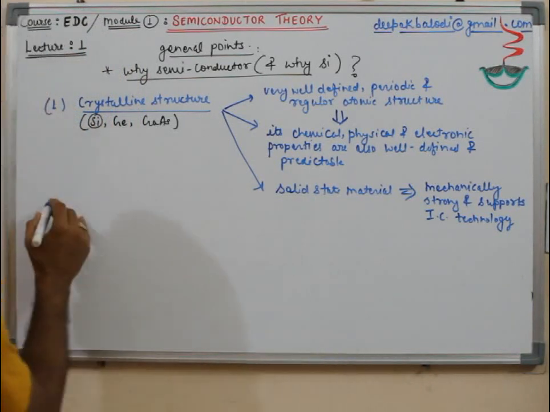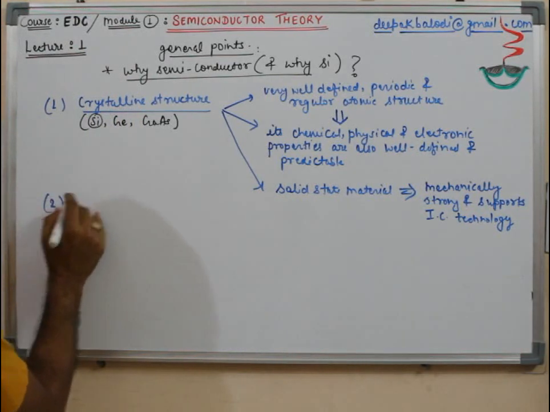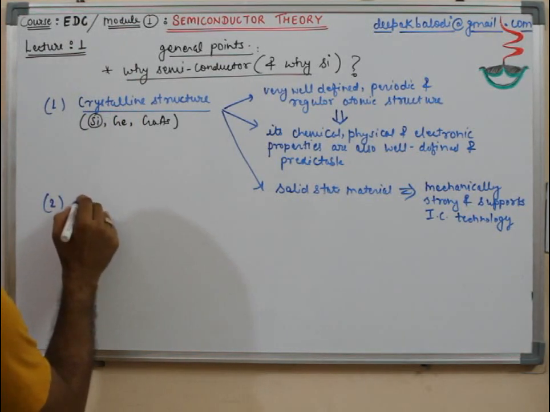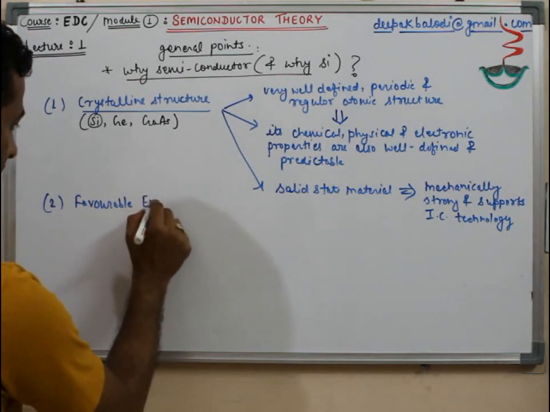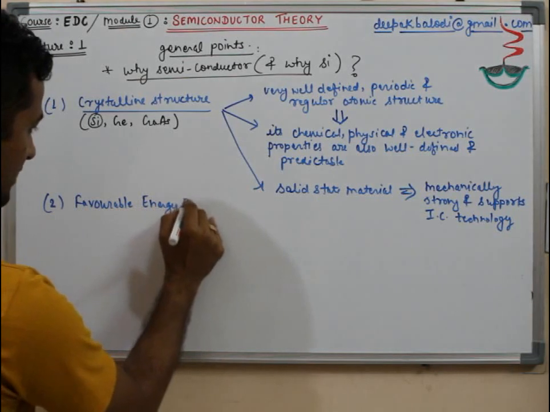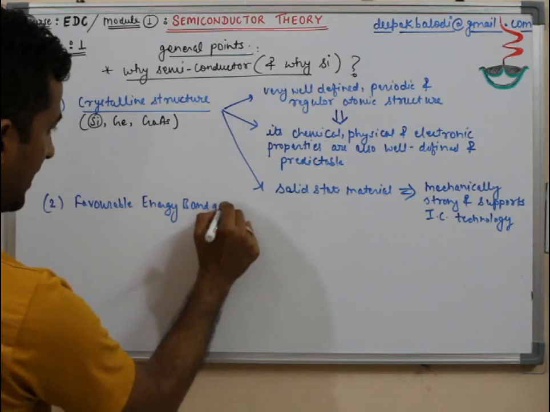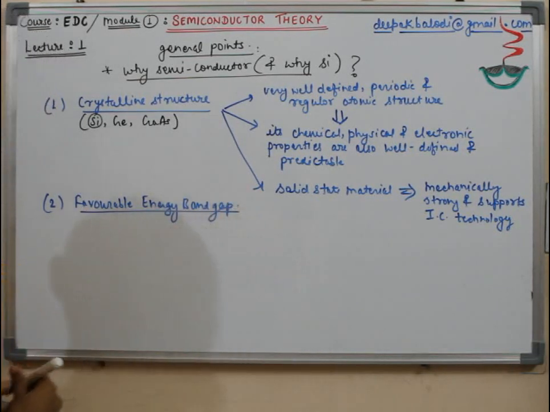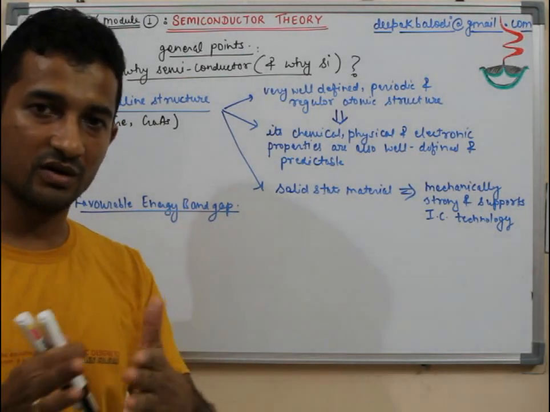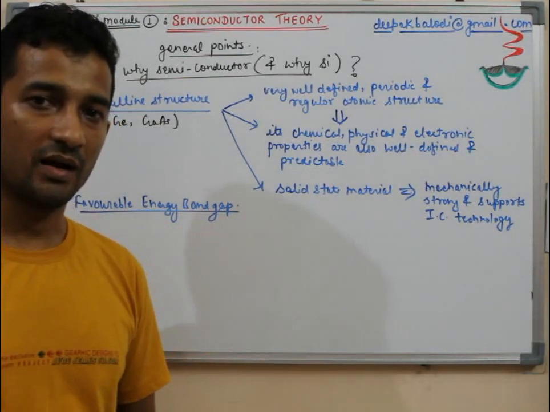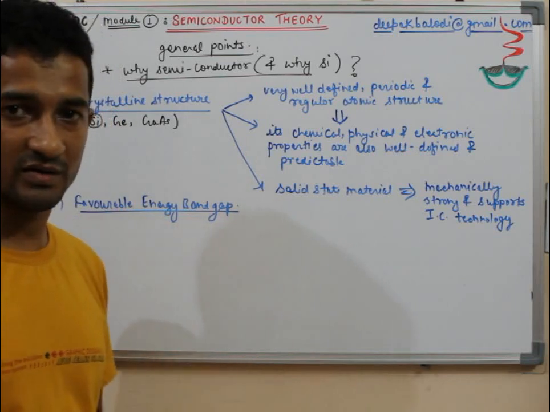the second reason is the favorable energy band gap. Now we are in a situation to understand this because we have already seen the correlation between atomic structure and energy band diagram. So now we can very well understand this point.